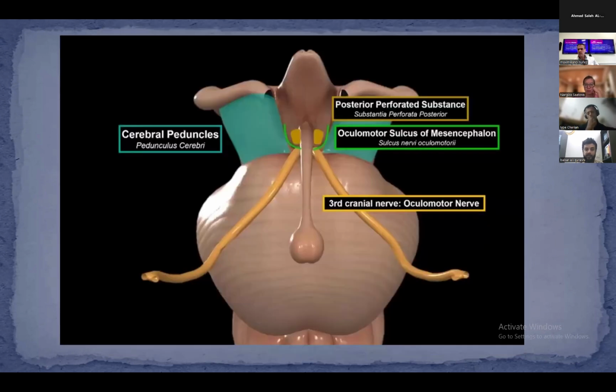This is the diagrammatic picture of the same structures that we have just discussed. These are the cerebral peduncles, or the cerebral crus, in blue color on either side. In between them, there is the interpeduncular fossa, which comprises part of the diencephalon, the tuber cinereum. This is the pituitary stalk and pituitary gland. Just behind it, on either side, there is the posterior perforated substance, yellow in color. And just below, there is the origin of the third cranial nerve, which comes out of the midbrain.